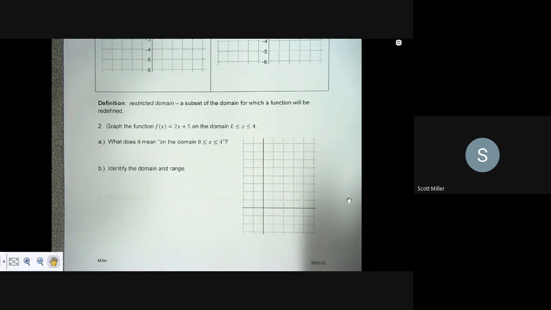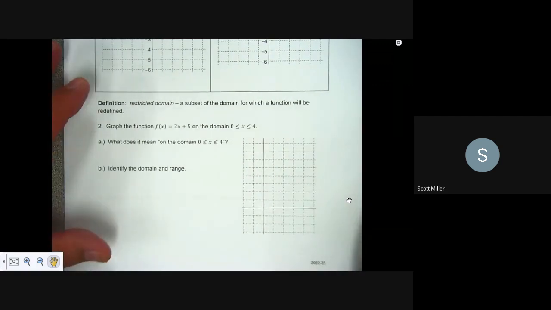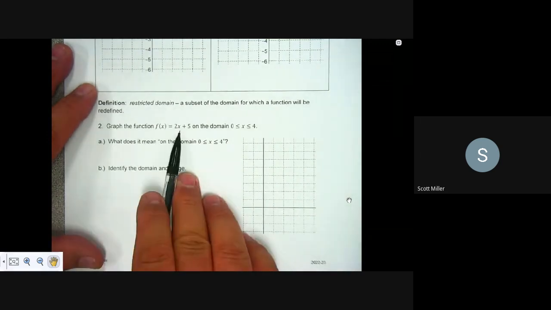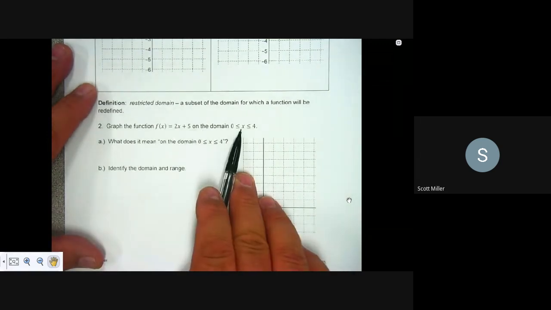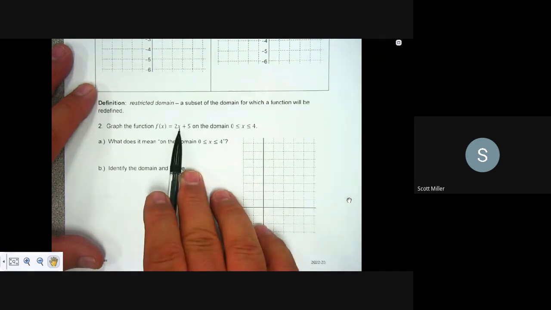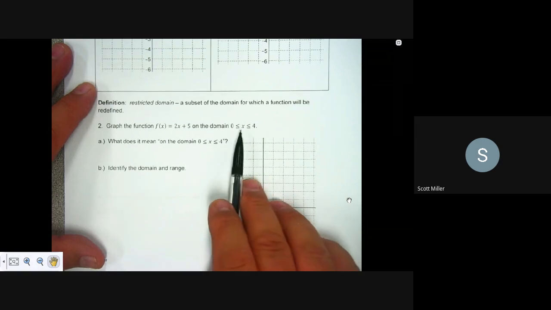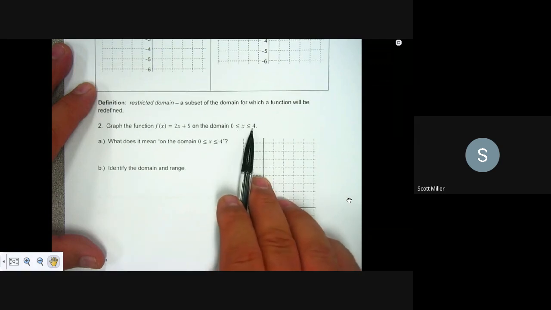Okay? And so you need to be able to see what these graphs look like in a certain limited fashion. So here's an example. Graph this function on that domain. That means that's restricted. The normal domain is all real numbers. This means I only want to graph between 0 and 4. And notice that 0 and 4 are included.